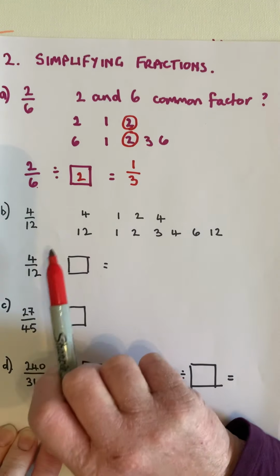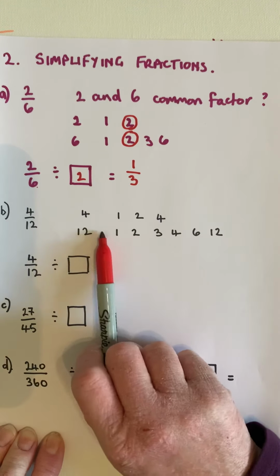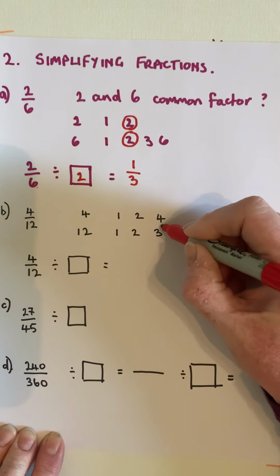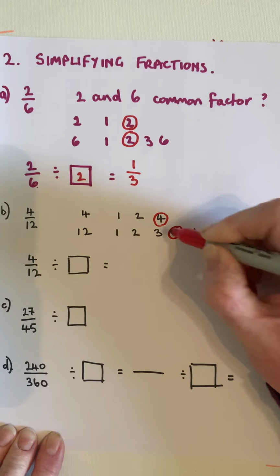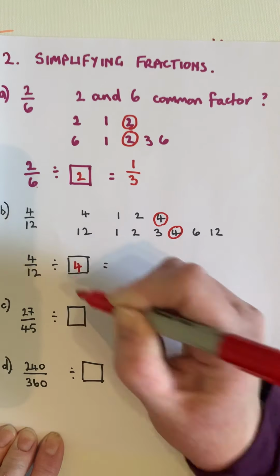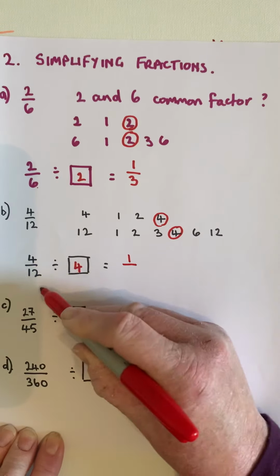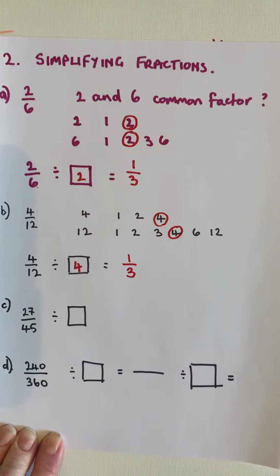4/12ths. Again, think about your common factors. And the biggest one here is 4. So I'm going to take 4/12ths and divide it by 4. 4 divided by 4 is 1. 12 divided by 4 is 3.